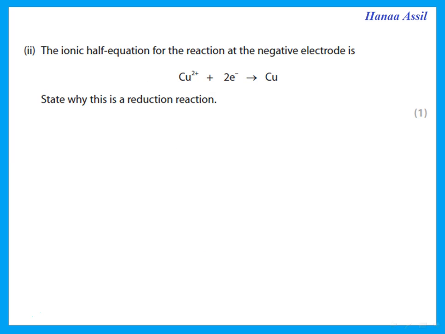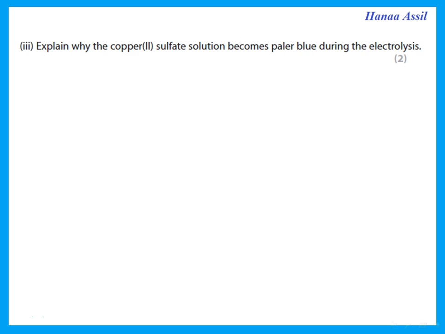The ionic half equation for the reaction at the negative electrode is this. State why this is a reduction reaction. Of course, here we're not talking about exchange of oxygen. We're talking about exchange of electrons. So why is this reduction? Because the copper 2 plus gains electrons. So gain of electrons is reduction.